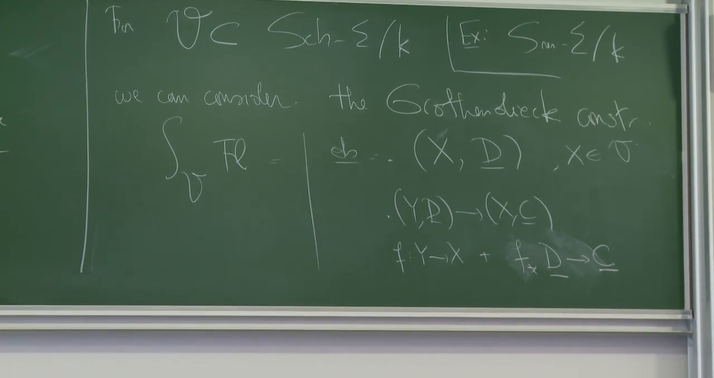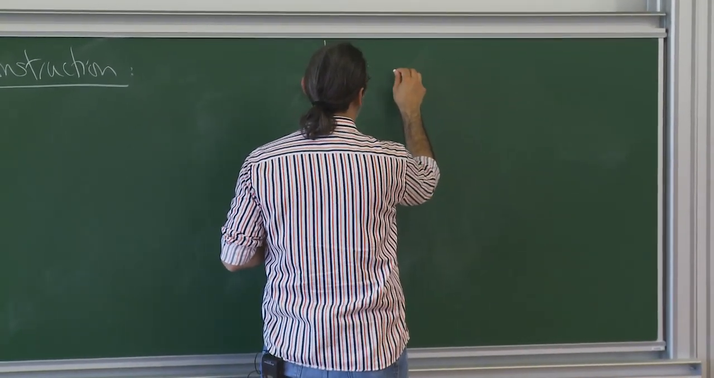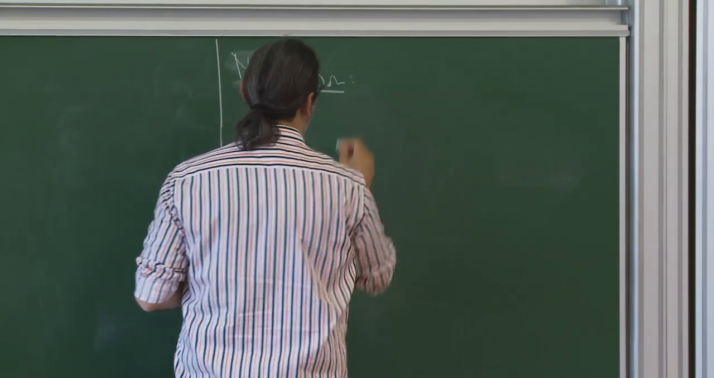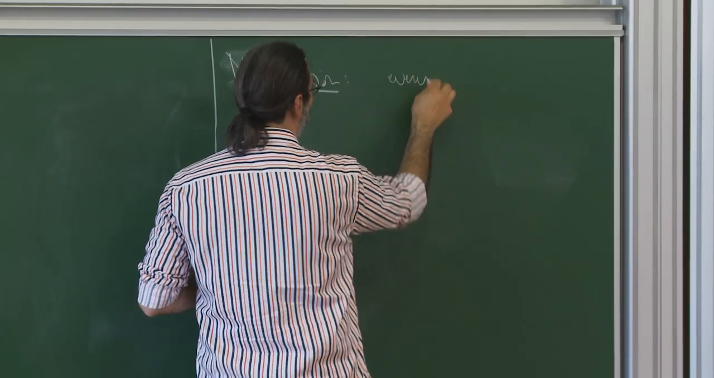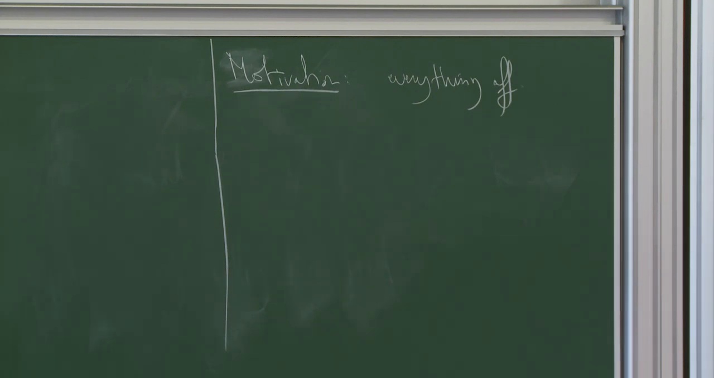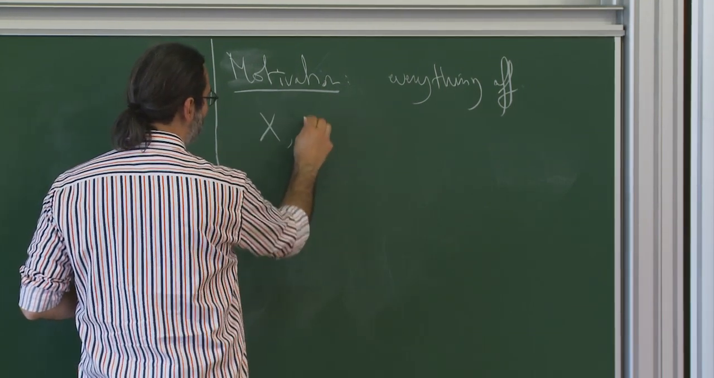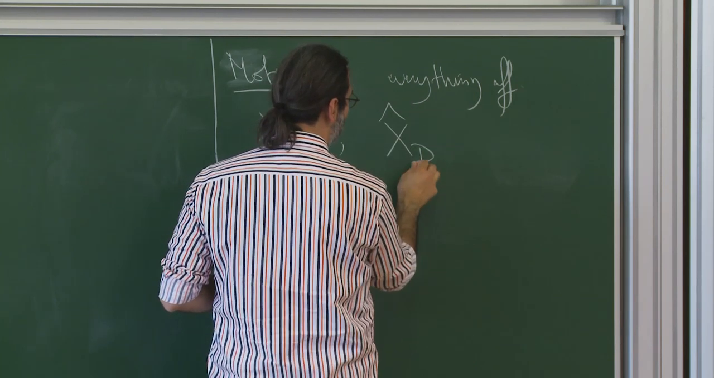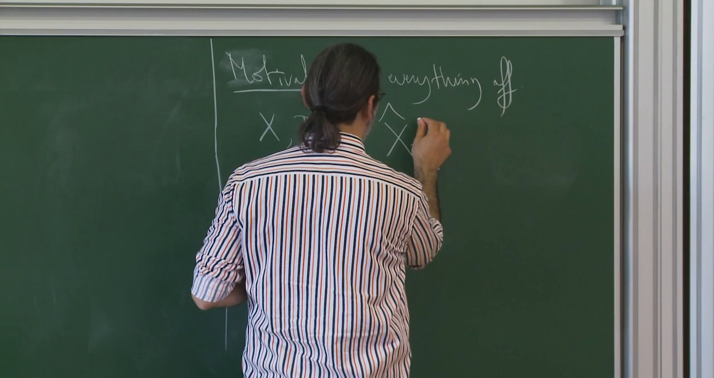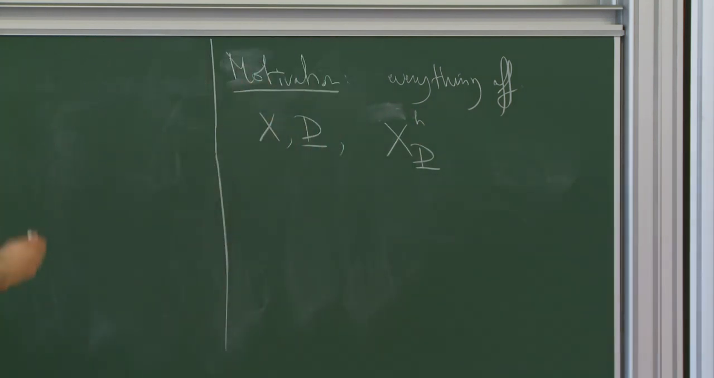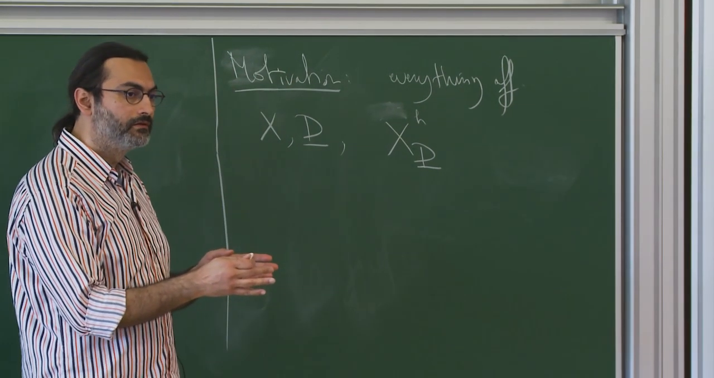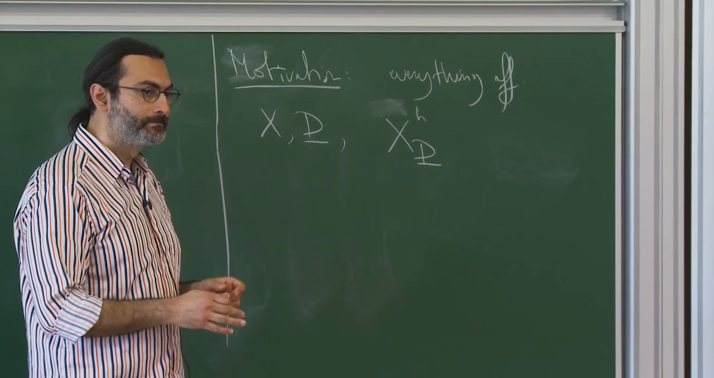Now maybe I can give you an example to keep in mind, a motivation for this definition. Let's assume that everything is affine, just for simplicity, meaning that also the strata are affine. Then if you have X and a flag D, you can construct somehow the completion, or the successive completion, of X along D. Or you can even do it, for example, for the Henselian. What you do is look at the first stratum, and then you look at the Henselian localization of X along the first stratum. Yeah, I said everything is affine.